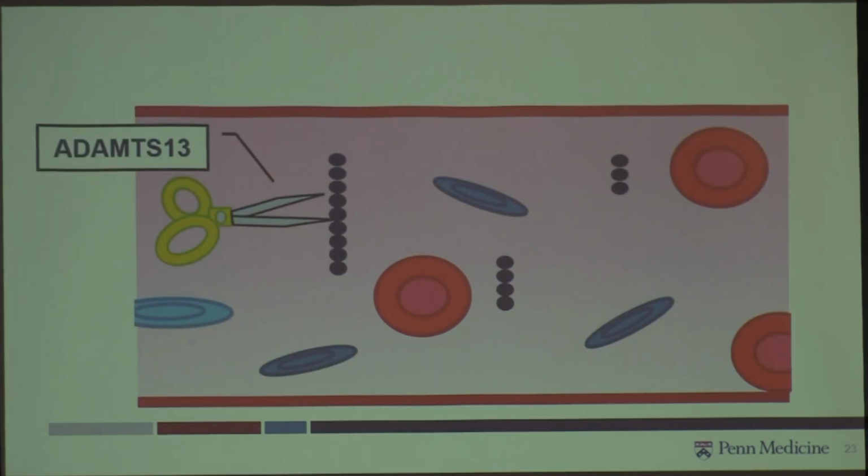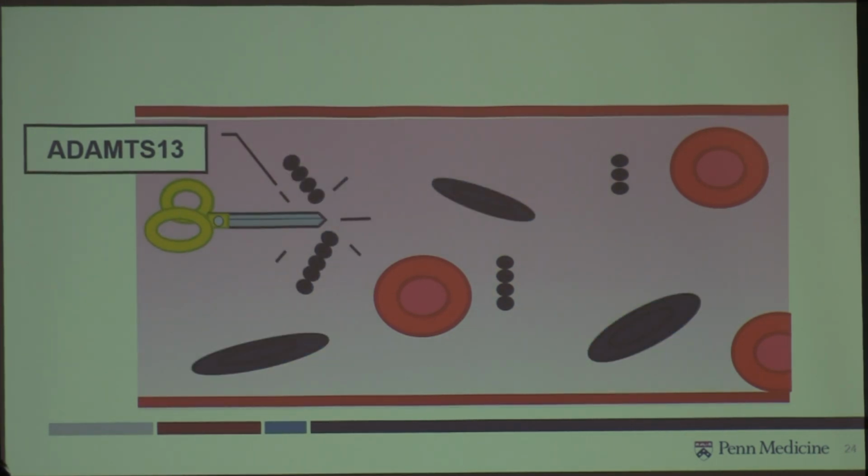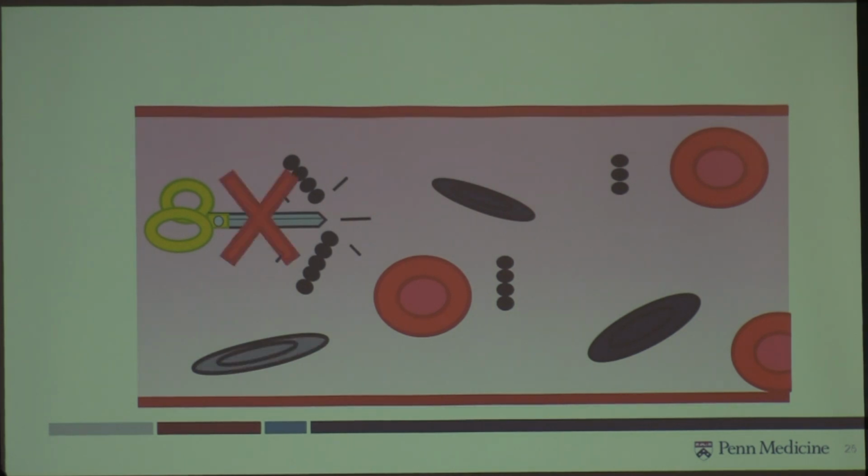And what happens here is we have ADAMTS13, which is what I describe as the scissors of the cell. What ADAMTS13 is supposed to do is actually clip this von Willebrand factor, just like that. So it's making these von Willebrand factor, we call them multimers, into smaller pieces so things can nicely flow through the blood vessel.